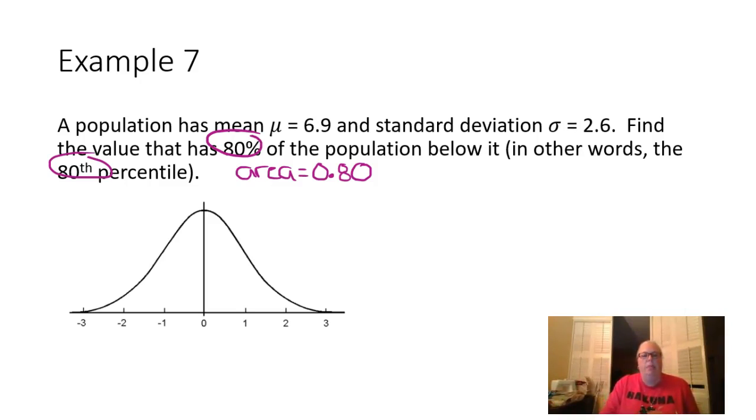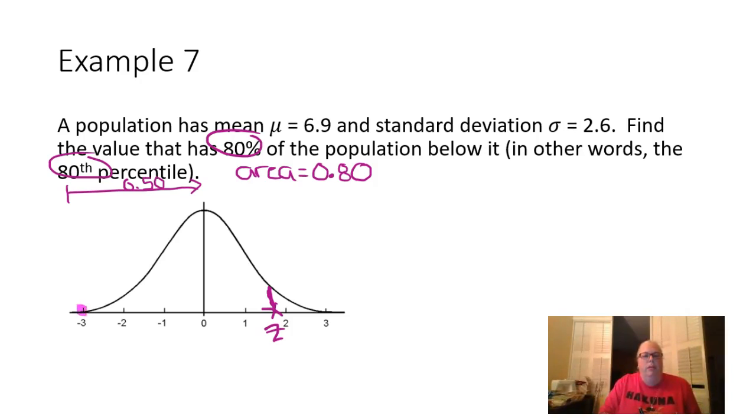Now the area is 80%, and that 80% would be to the left. Keep in mind that from here to the middle, this is 0.5 or 50%, and 80 is more than that. So the 80th percentile is going to be somewhere over here on the right, and I'm just going to estimate it to be about right here. We are looking for that z-score, and then we're going to turn that z-score back into the data point using the z-score formula.